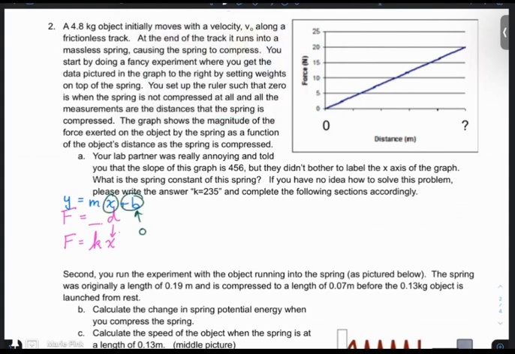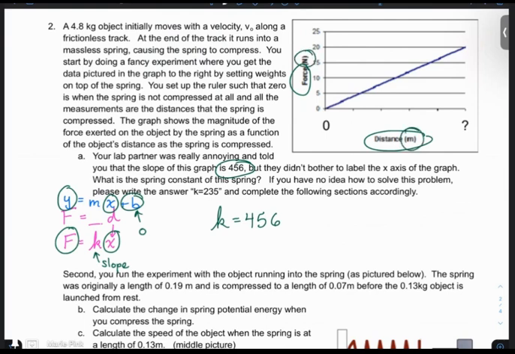This is on your x-axis. So your x is your distance here. And then y is your force, and that's on the y-axis. So that means that our slope is k. So if my really annoying lab partner gave me a slope of 456, that means that the spring constant is 456. And I do have units on my horizontal and vertical axes. I just don't have numbers. So I know that this is going to be newtons per meter.